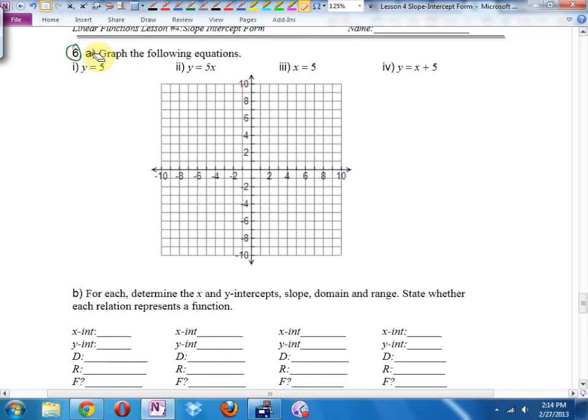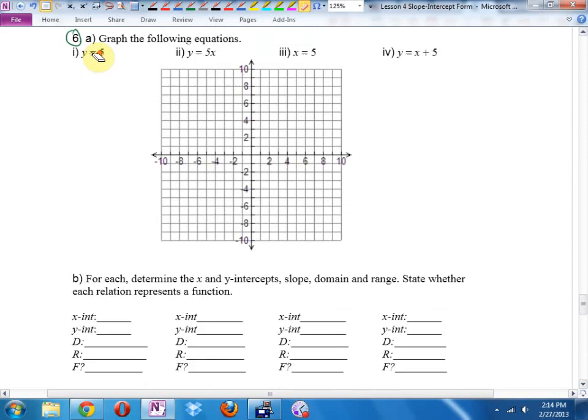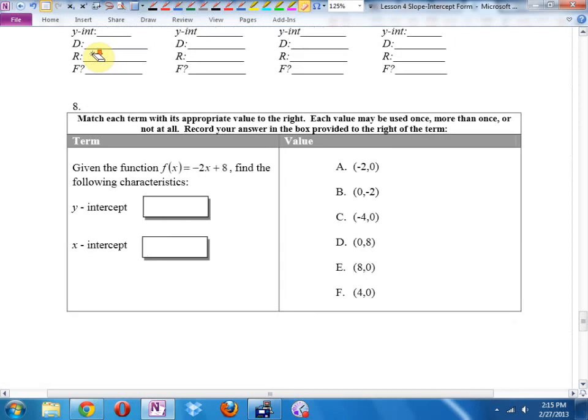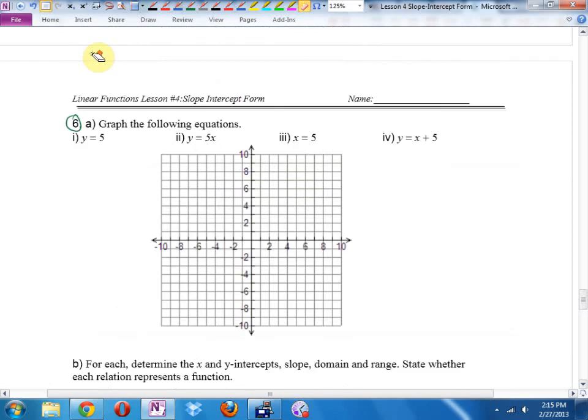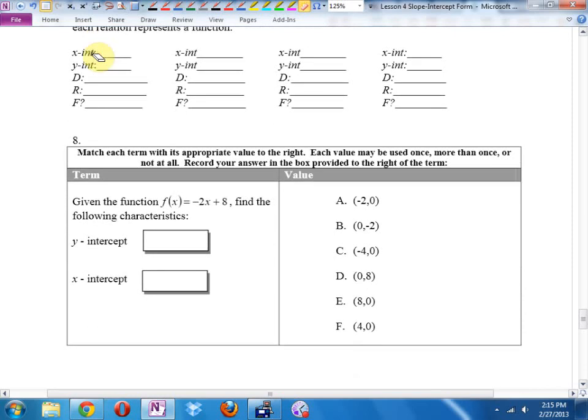You can find the x-intercept and the y-intercept and all that stuff. So far, have I signed everything? I skipped one. Oh, I skipped C and D from number 4. Oh, and apparently I skipped number 7. You know how I know I skipped number 7? I don't see number 7.